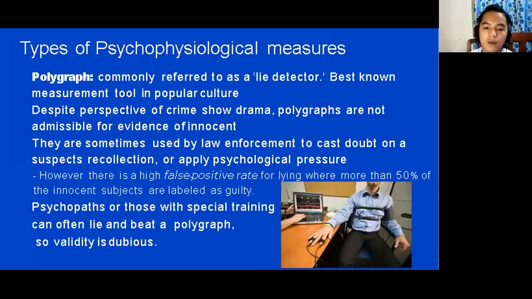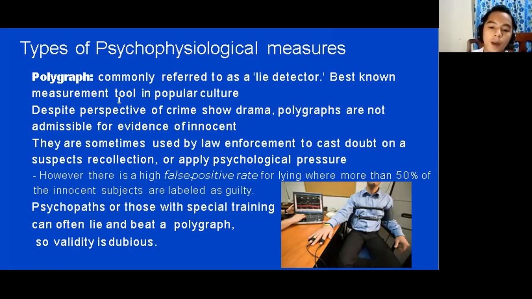Another type of psychophysiological measure is the polygraph, commonly referred to as a lie detector. It is the best known measurement tool in popular culture. Despite the perspective of crime show drama, where the polygraph is widely used in the crime scene dramas that we mostly have seen on TV or any platform.